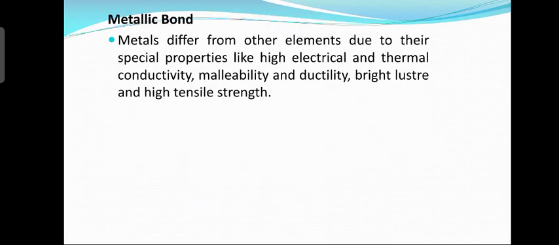Next slide. Now let us see what a metallic bond is. In simple words, a metallic bond is the bond that exists in metals. Metals differ from other elements due to their special properties: high electrical and thermal conductivity, malleability and ductility, bright luster or shining surface, and high tensile strength. They are very strong.